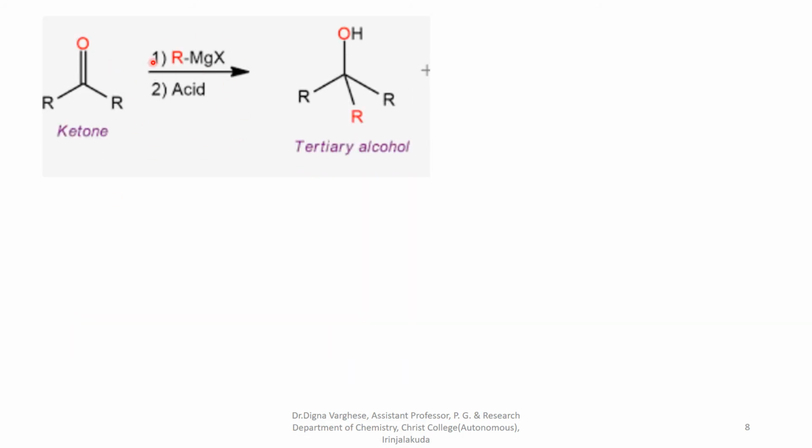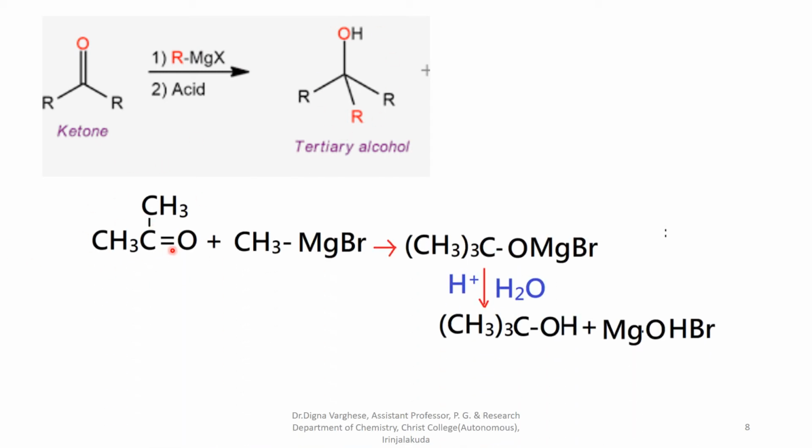Here you can see a ketone reacts with the alkyl magnesium halide in presence of acid. It will give tertiary alcohols. Here you can see acetone reacts with methyl magnesium bromide. The methyl part is attached to the positive part of the carbonyl group and the electron is shifted to oxygen. It first forms an adduct here. It will undergo acid hydrolysis. It will form a tertiary alcohol and magnesium hydroxyl bromide.